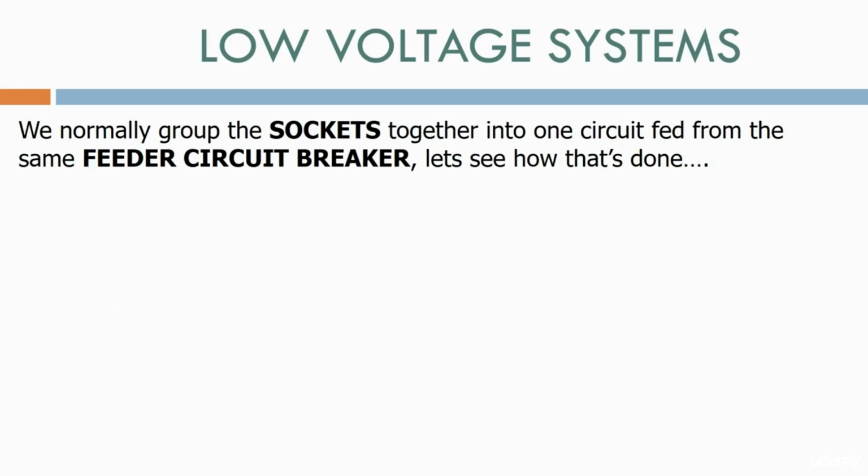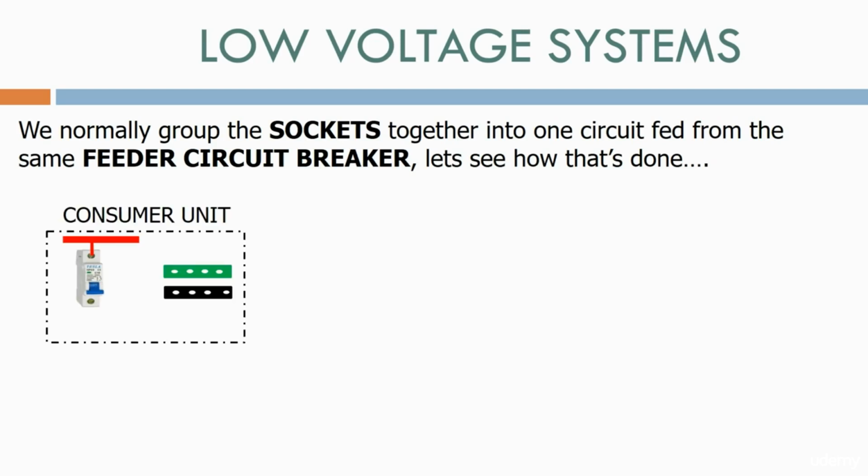We normally group the sockets together into one circuit, fed from the same feeder circuit breaker. Let's see how that's done. Here's our consumer unit from before, with a live bus bar, a feeder circuit breaker, a ground terminal strip and a neutral terminal strip. As before, we have a live connection from the feeder circuit breaker onto the socket, and a connection from the ground terminal strip to the socket and the neutral terminal strip to the socket.